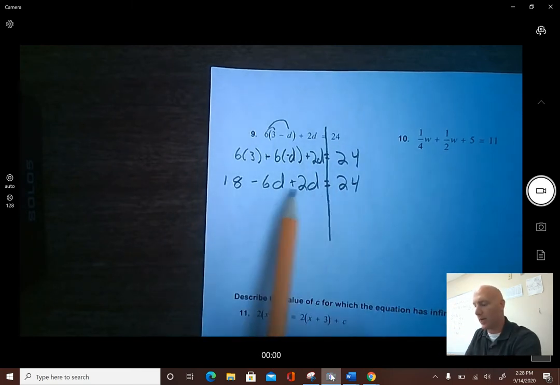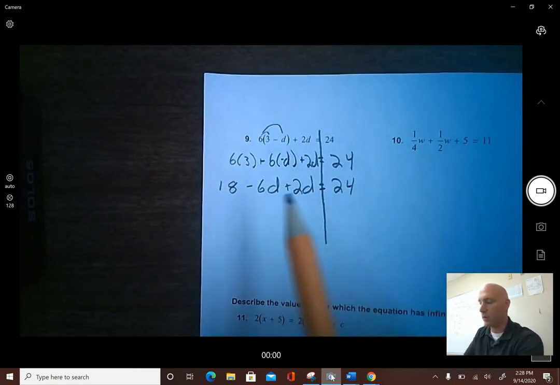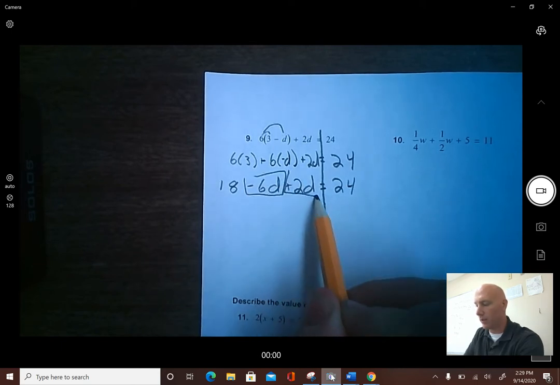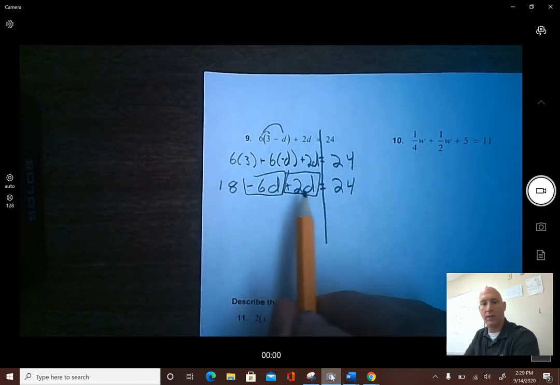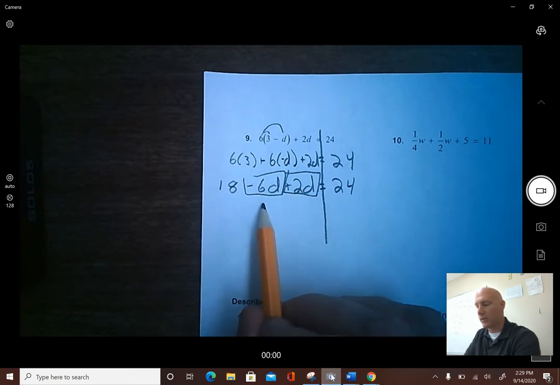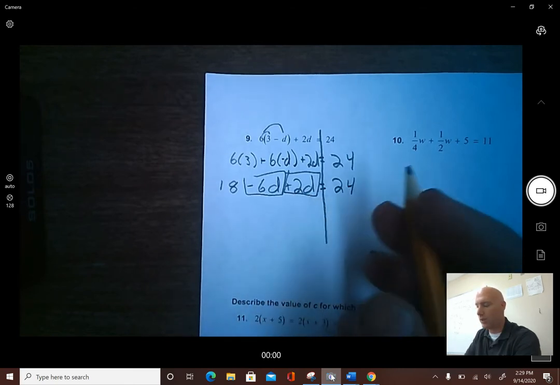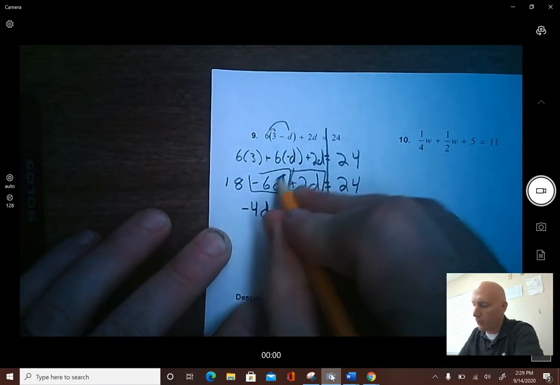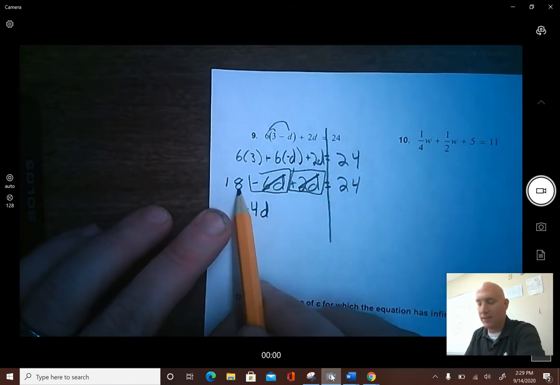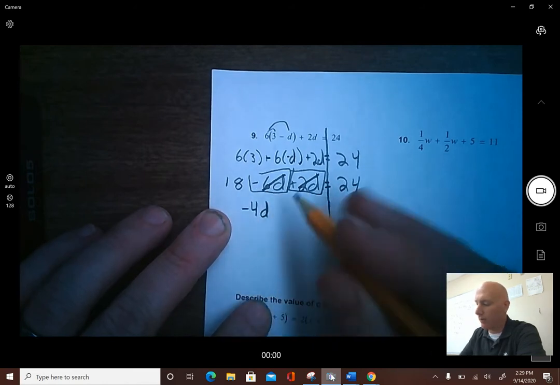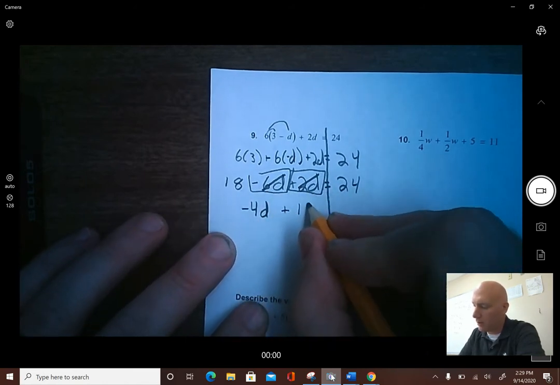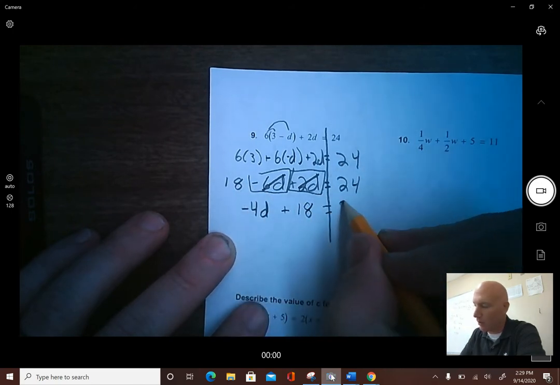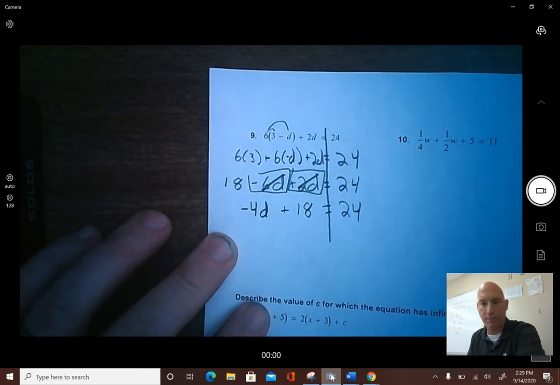I look on this side, I'm going to box up my terms. Here's a d term, and here's a d term. Those can be combined. So negative 6d plus 2d is actually negative 4d. Those are gone. The 18 has nothing to combine with. So now I'm at plus 18 because that was a positive 18. And now that will equal 24.